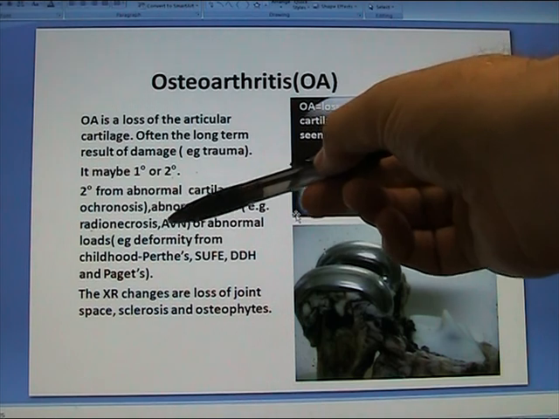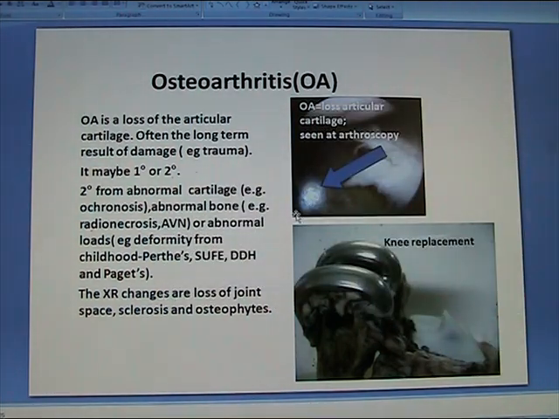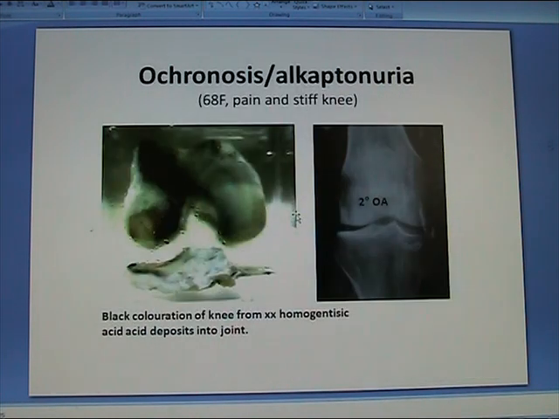Secondary from abnormal cartilage, abnormal bone, abnormal loads. The x-ray changes have already been described. A knee replacement, when it's lost, joints destroyed, just replace it. The human body's just like a car. It breaks down or wears out, either fix it up or replace a worn out part. The more you drive it, the quicker it wears out.